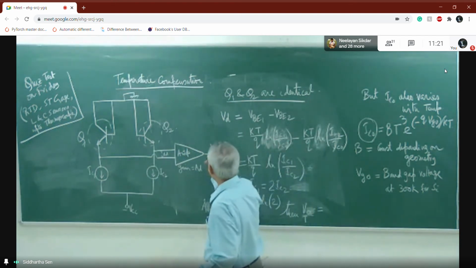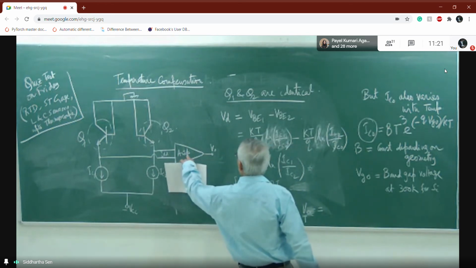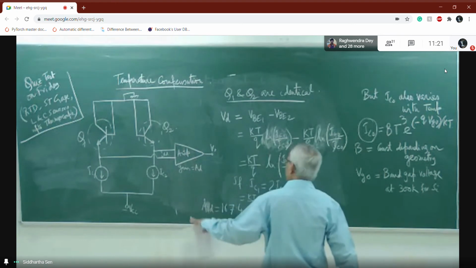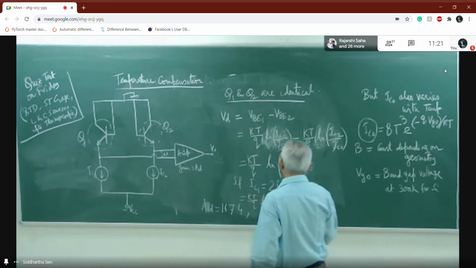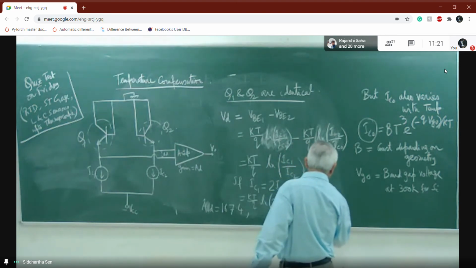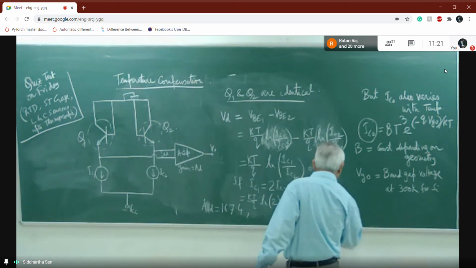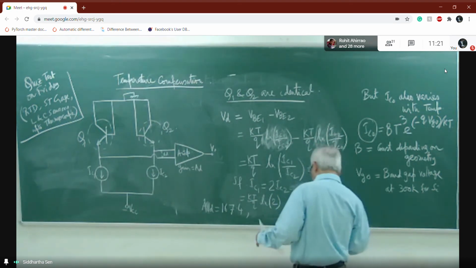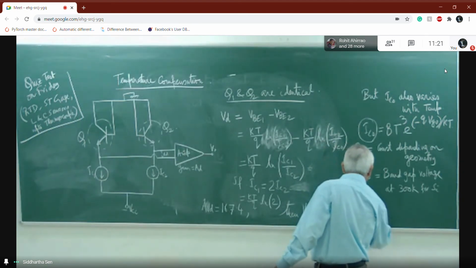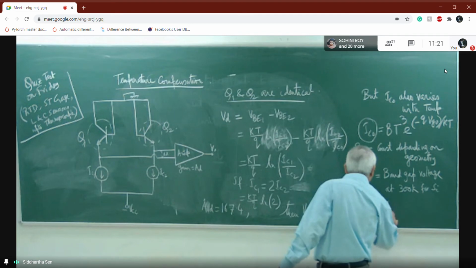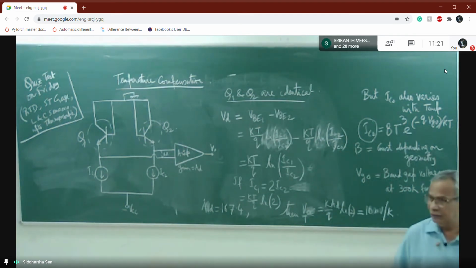The output voltage V0 is equal to AD into VB. It is an amplifier, not an option swap. It's a total amplifier. So V0 by T is equal to K divided by Q into AD into log natural 2. It comes to be equal to 10 millivolt per Kelvin. So naturally, it is quite a good value, high sensitivity.